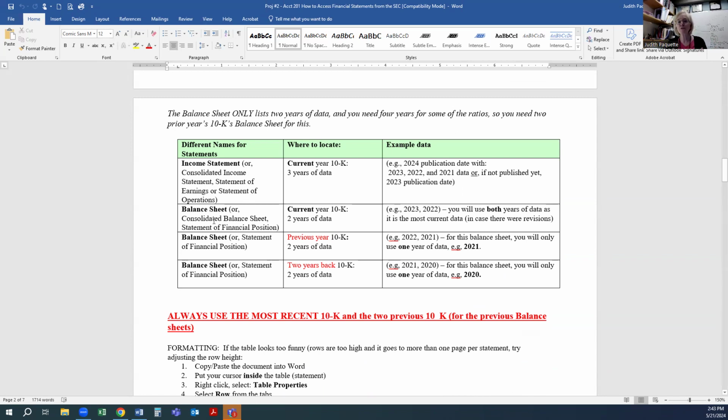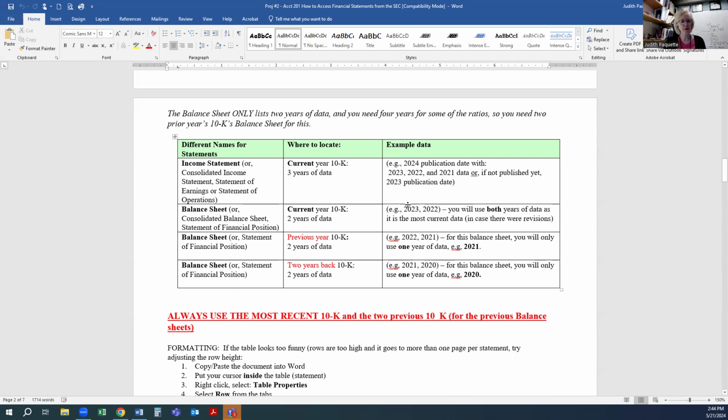Then the balance sheet, unfortunately, they only list 2 years. So let's say that the 2023 data is available. You would get 1 balance sheet from the current 10K. And then you'd have to go back into the SEC and get the previous year's 10K and get 22, 21. And then you go back into the SEC and get the 10K from 2 years back and get 21, 20. Because what we need is 2020, 2021, 2022, and 2023.